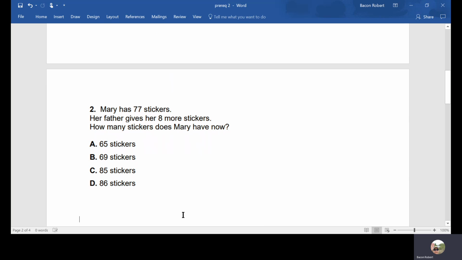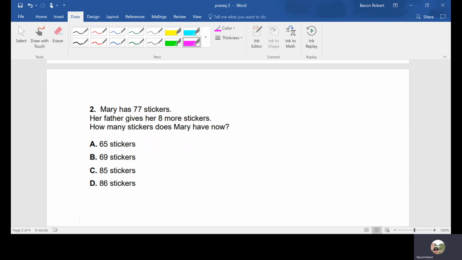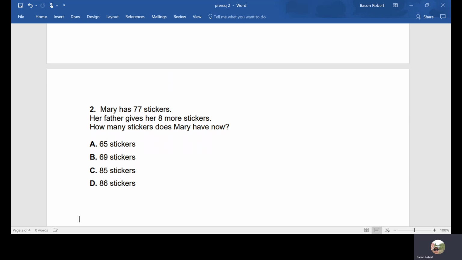Mary has 77 stickers. Her father gives her 8 more stickers. How many stickers does Mary have now? For this one, let's look at what we know. We know she started with 77 stickers. And then her father gave her 8 more. And more always tells us that we are adding.